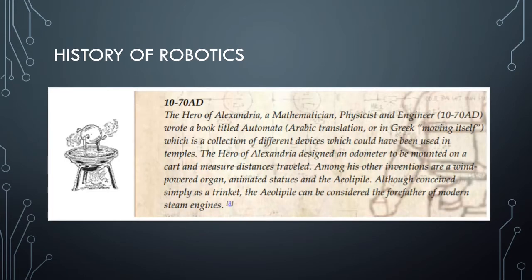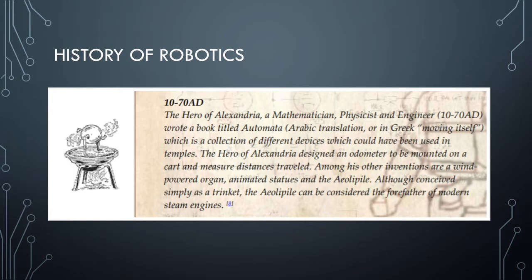Further supporting the theory that robotics has been around for at least 2,000 years, the Hero of Alexandria, who was an engineer, a mathematician, a physicist, wrote a book titled Automata somewhere between 10 to 70 AD, so about 2,000 years ago. And this book contained a collection of all of these different mechanical devices that were used in temples. Which is really interesting, that that's where they were applying these primitive robotic machines.